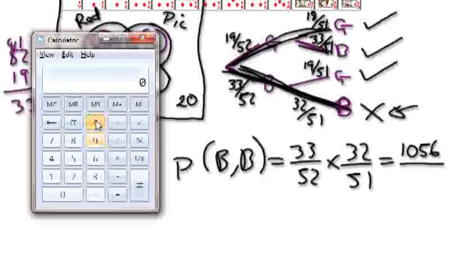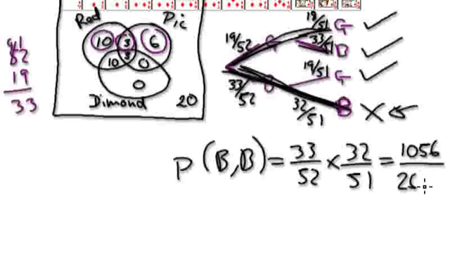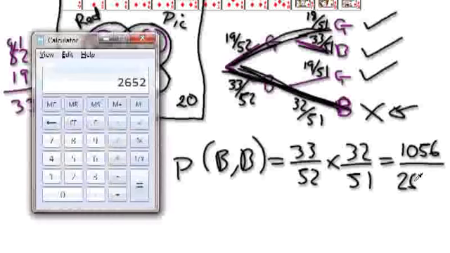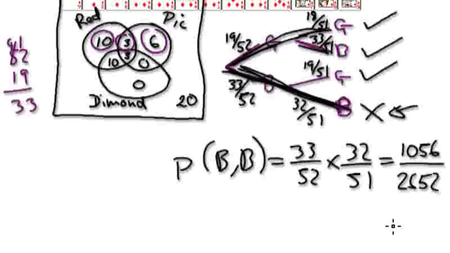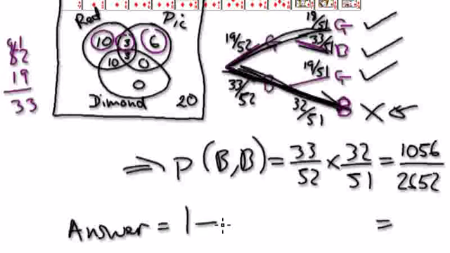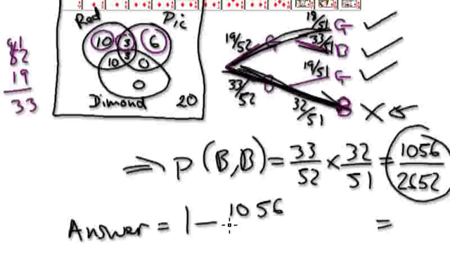Let me double check that. 52 times 51 equals 2652. Remember, this here just represents this one branch. So our overall answer would be 1 take away this thing here, which would be 1056 over 2652.